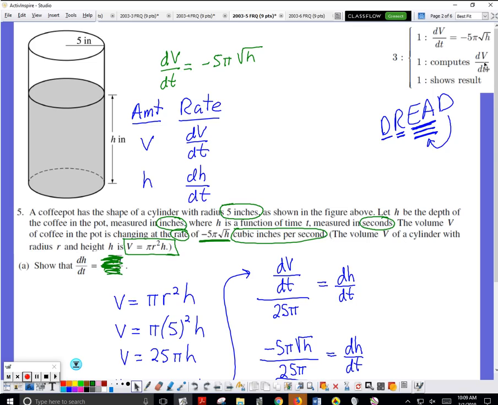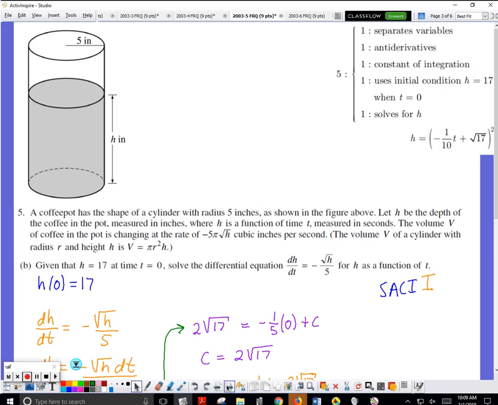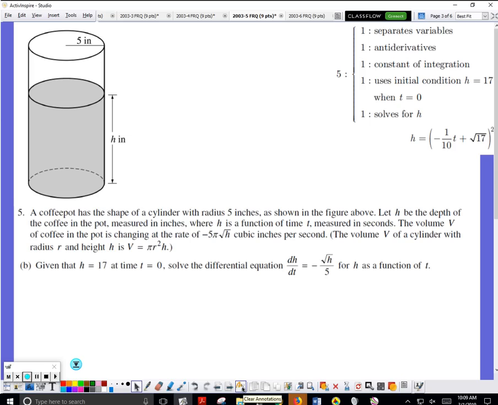So, part B. Part B says, given that h is equal to 17 at time equals 0, solve the differential equation, where h is a function of t. Pebbles to the whole room. I can't think of a way to ask it as a question. We need to do this.